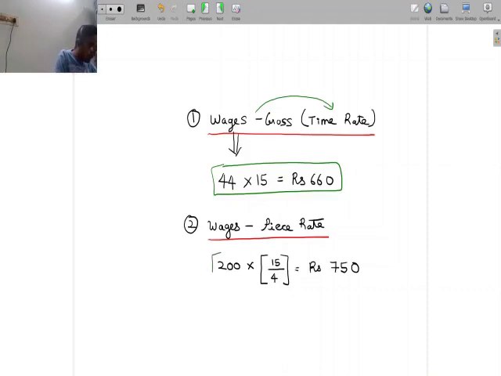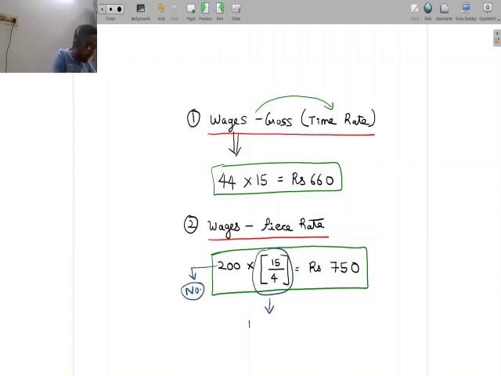So this is the idea. What is the significance of each of these things here? 200 is the number of pieces and 15 by 4 is the inferred piece rate. So if the piece rate is not directly given, we can also infer it like this. Now we see that when 2 different systems of wage payment are used, we get 2 different values. As a worker, what would you probably choose? If I was a worker, I would choose 750 rupees here, because obviously it works out to be a higher number for me.